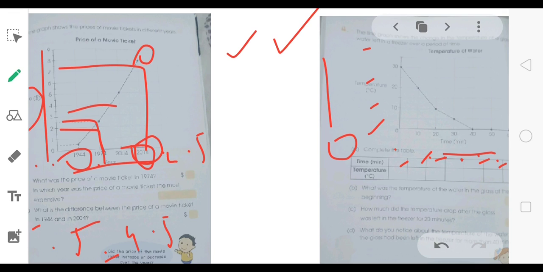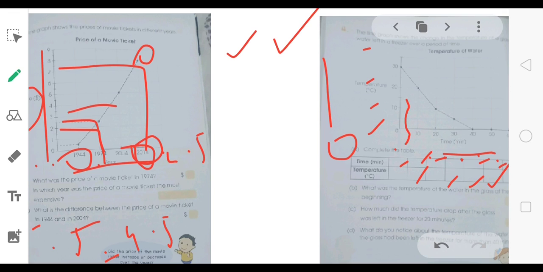In 0 minutes, what's the temperature over here? 30 degrees. Again, in 10 minutes, it is 20 degrees. In 20 minutes, it is 10 degrees. In 30 minutes, it is 5 degrees. And in 40 minutes, it is 0 degrees. Is it clear? You can look over here.